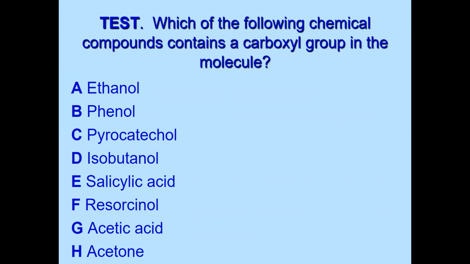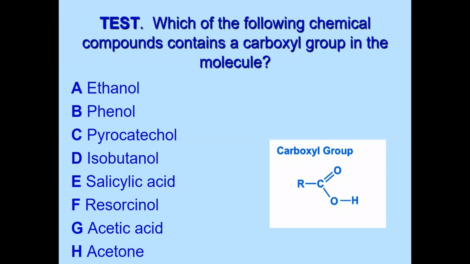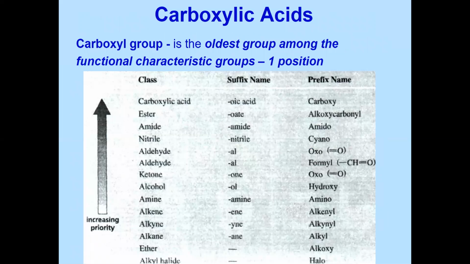Test: which of the following chemical compounds contains a carboxyl group in the molecule? The correct answers are salicylic acid and acetic acid. Carboxyl group is the oldest group among the functional characteristic groups. First position.